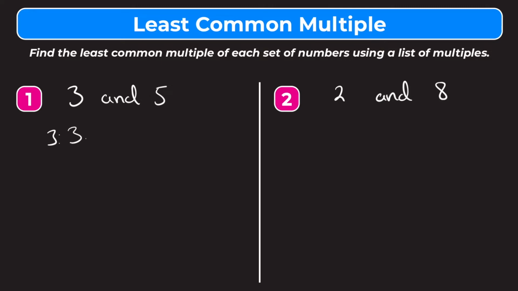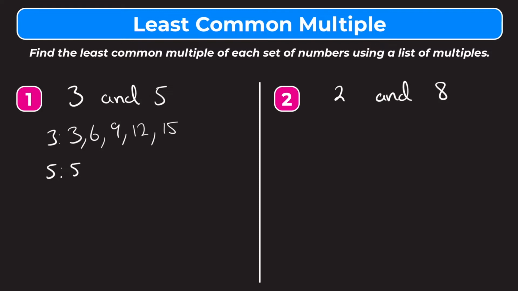So we can start with 3, 6, 9, 12, and 15. Usually in these problems, listing out the first 4 or 5 multiples will be enough to find a common multiple. But if not, we can always go on further. But we'll start with 5. So let's list the multiples for 5.